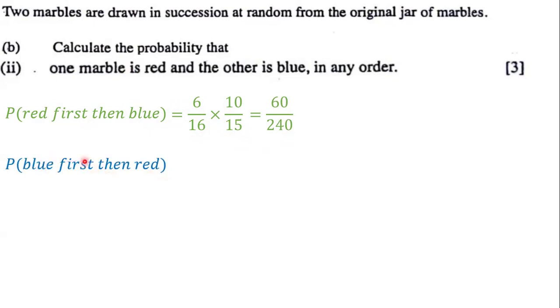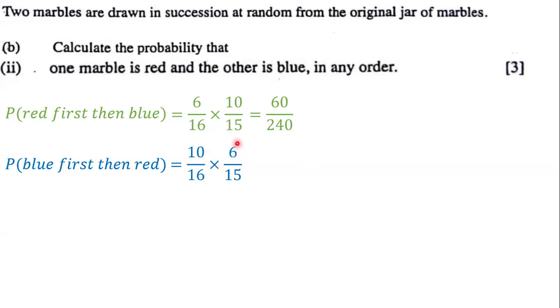Next, we want to do blue first, then red. So the probability of the first marble selected being blue is going to be 10 over 16 because there are 10 blue marbles and there are 16 marbles to choose from in total. And so the probability that the first marble selected is blue is 10 over 16.